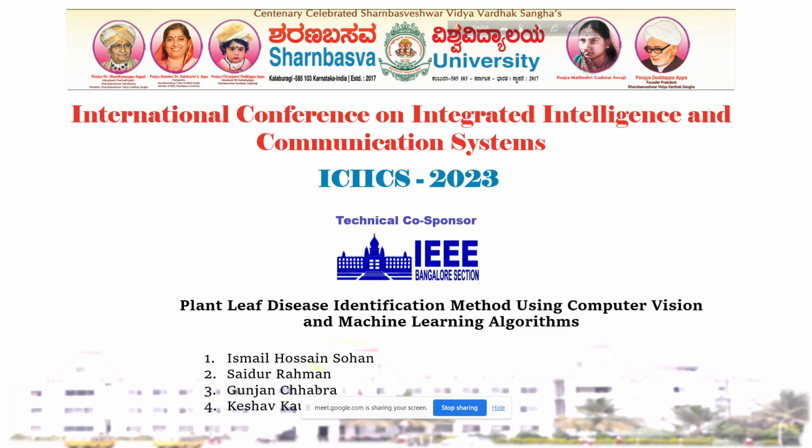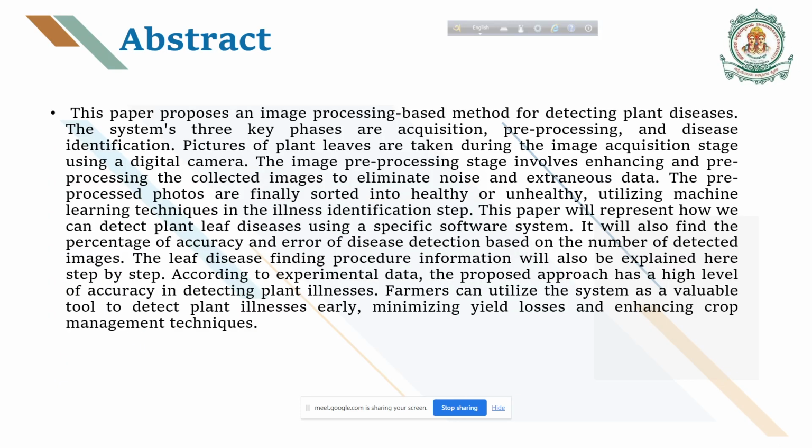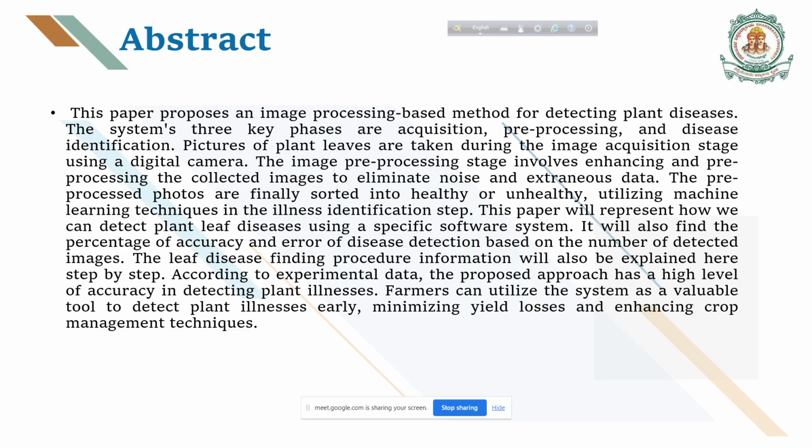I'm Ismail Hassan Shohan, and I'm presenting here. My paper title is Plant Leaf Disease Identification Method using computer vision and machine learning algorithm. Here are some of the contents available, and what we are going to present, the kind of things we have worked on in this paper.